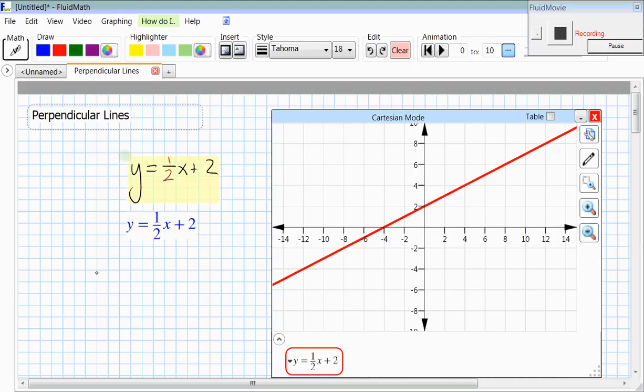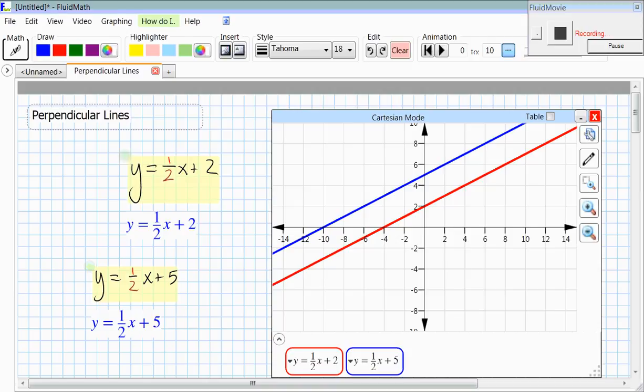Now watch this. I'm going to graph another line. y equals 1/2 x plus 5. Is this line going to be above or below the red line? Above. How do you know it's going to be above? Because the y-intercept is what? 5. Now, is this line going to be parallel to the red line? Yes, it is. Okay, here we go. Boom. There it is right there. You guys see that? Parallel, okay?